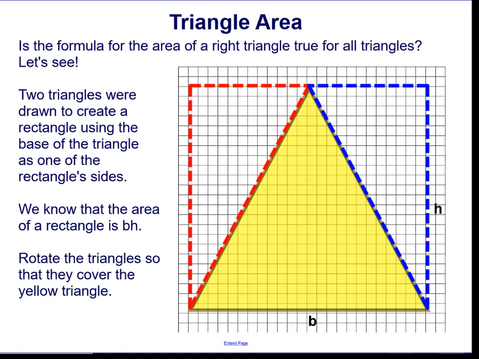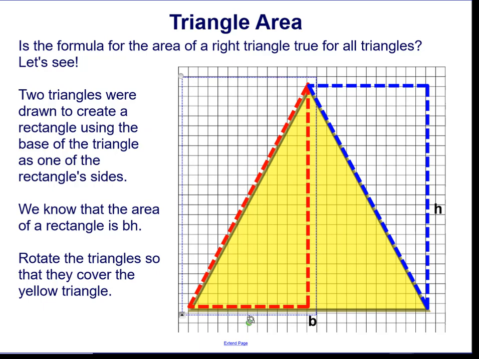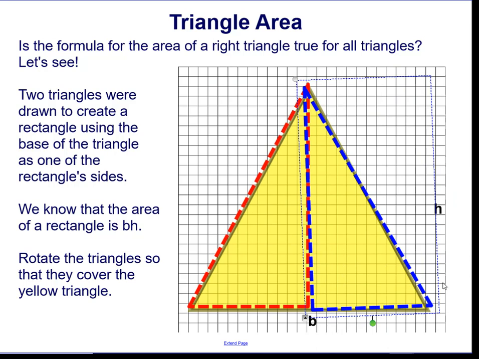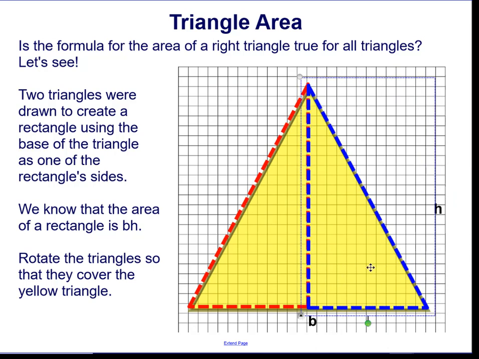Is the formula for the area of a right triangle true for all triangles? Let's see. Two triangles were drawn to create a rectangle using the base of the triangle as one of the rectangle's sides. So this outer shape here would be a rectangle. We know that the area of a rectangle is base times height. Rotate the triangles so that they cover the yellow triangle. So when I rotate this red triangle, and I rotate the blue, I am really covering the triangle that is there.